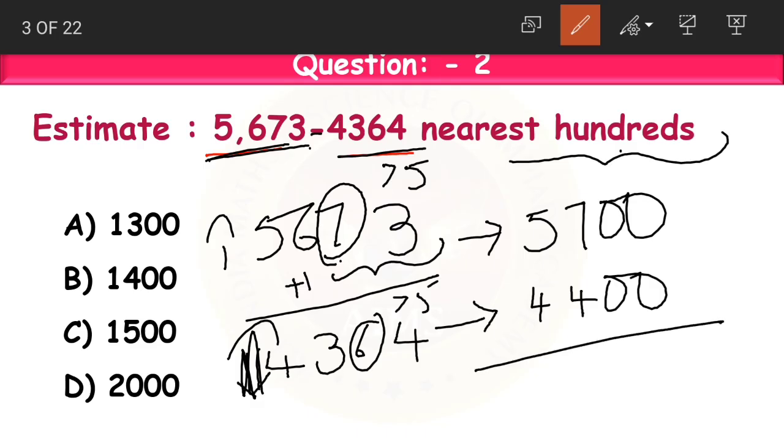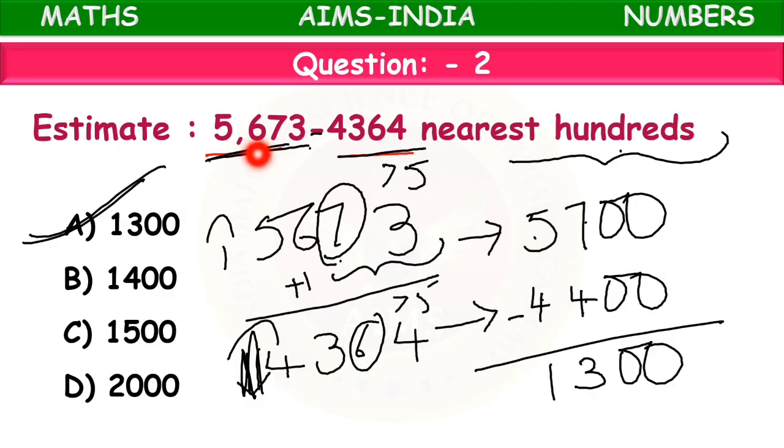Yes students, now what should we do? We should subtract. 0 minus 0 becomes 0. 7 minus 4 is 3. 5 minus 4 is 1. Now what is the correct answer here? Option A 1300. Clear students? First we estimated the individual numbers and then subtracted and got the result as 1300.